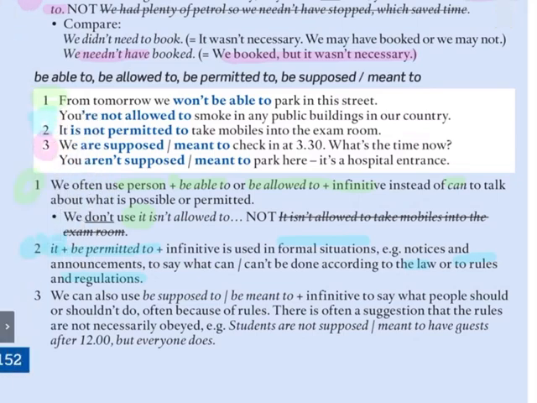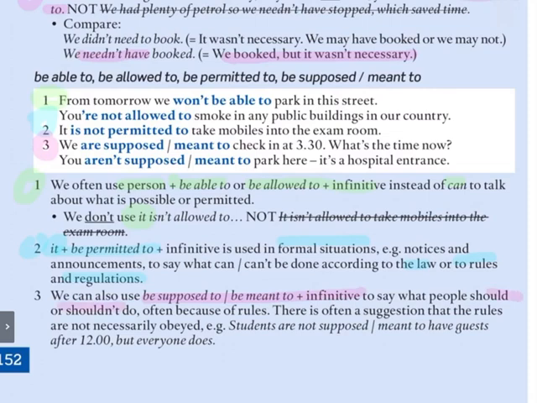And finally, number 3, let's have a look. We aren't supposed to or we aren't meant to check in at 3:30. What's the time now? Oh, excuse me, we are supposed to. We are meant to check in at 3:30. What's the time now? You aren't supposed to park here. You aren't meant to park here. It's a hospital entrance. Well, we use be supposed to or be meant to plus the infinitive to say what people should or shouldn't do.